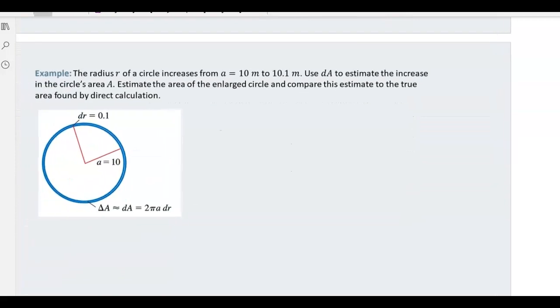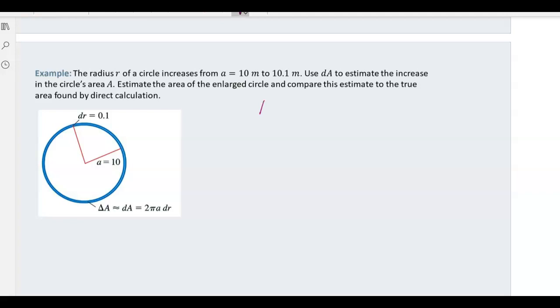Here's an example, again, one that we could just do by straight calculation, but it's just meant to show you the idea. We have a circle that had a radius of 10 meters, and we're increasing it to 10.1. And we want to use the differential of the area to estimate the increase in the circle's area. So we'll first do this using differentials, and then we'll compare what the actual answer would be if we calculated it on its own.